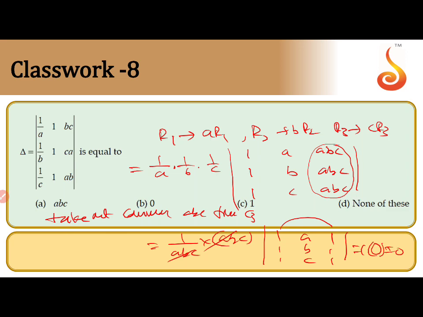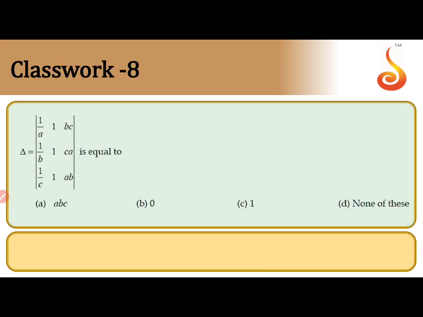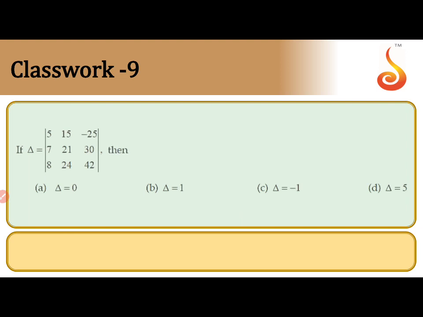So what did I do here? First, I multiplied R1 by A. If you multiply by A, you must divide by A; multiply by B means divide by B; multiply by C means divide by C. After that, we got A by A, 1, A BC; B by B, 1, B ABC; C by C, 1, C ABC. Now take ABC as a common factor from the C3 column, and we can get the value of the determinant. I hope this is clear. Check the answer. The answer is 0.